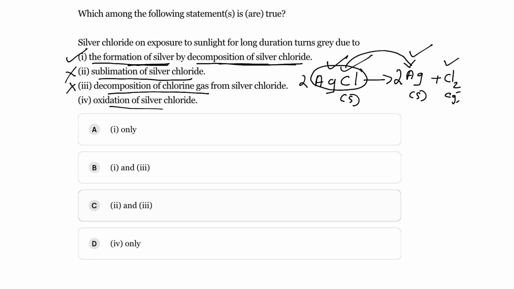Last, oxidation of silver chloride. Wrong, right? It is not oxidation. It is decomposition of silver chloride. So what is the right answer? Only one: the formation of silver by decomposition of silver chloride. Along with silver, chlorine gas is also formed, okay? That also you keep in mind.